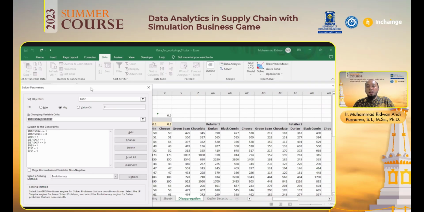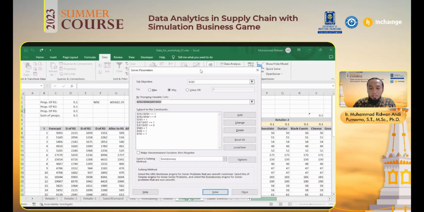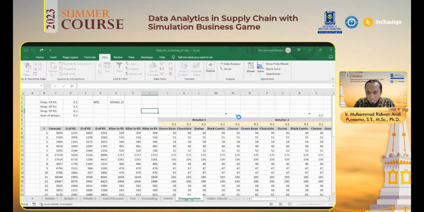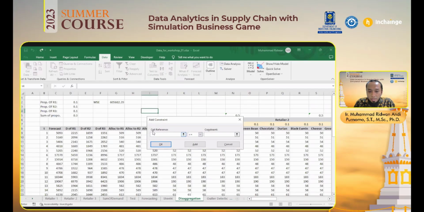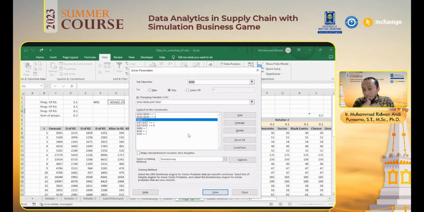Correct. And after that, we also need to enter the constraints. The first constraint is we need to make sure the sum of the proportion of every retailer equals 1. So this one, D5, D5 equals 1. We can click add, after that click D5, like this. So reference D5 equals to 1, like that. To those who never used solver before, that's the way to set this constraint.